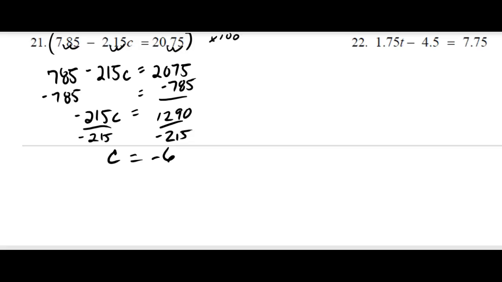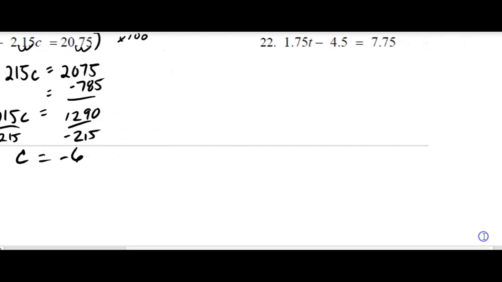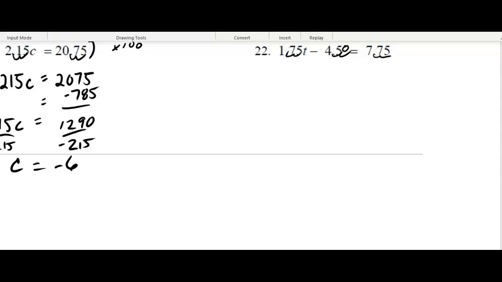Okay, over here, number 22, last one kind of from our homework last night. Since I have 2 spots here, I only have 1 spot here, but I got 2 spots here. So I have to do the same thing to all of them. So I'm going to have to move that 2 spots, and that's going to add a 0. Okay, so I multiply again, since we're moving 2 spots. That leaves me with 175t minus 450 equals 775.